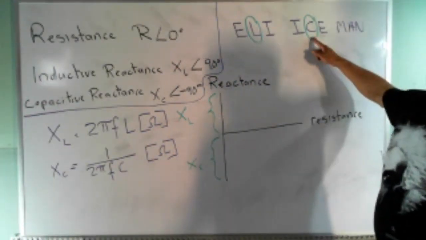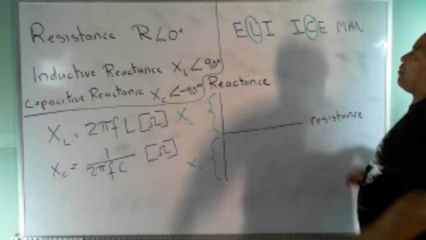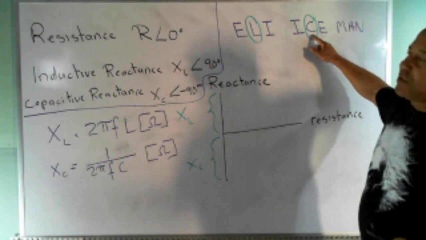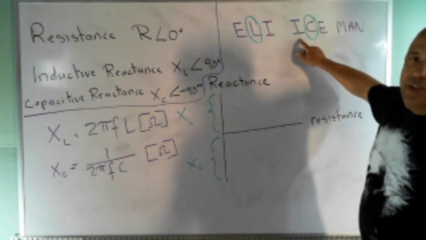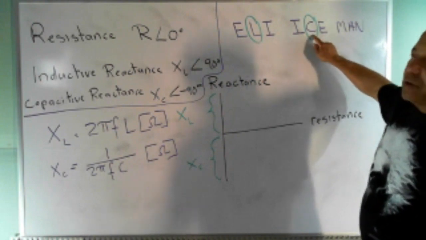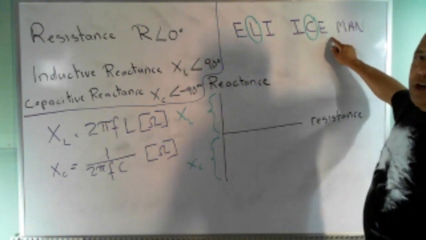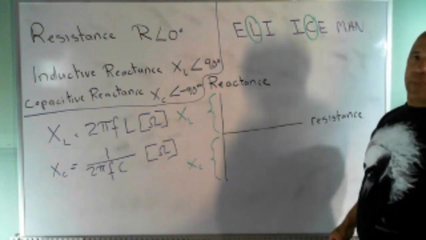Here, C is for a capacitor. In this circuit, I happens before E. So we say for a strictly capacitive circuit, the current happens before the voltage, or the current leads the voltage by 90 degrees. I can say the current leads the voltage, or the voltage lags the current, either way. So this ELI the ICEman is something you want to remember.